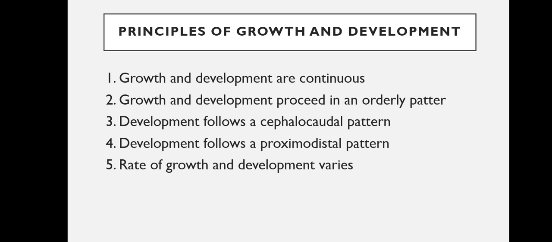Where does it vary? It varies in children, in adulthood. In people with conditions, diseases, it varies. You cannot compare the growth rate of an infant with someone who is 19. It's totally different. So that's what we mean, rate of growth and development varies. Now let's explore more about 3 and 4. It's saying development follows a cephalocaudal pattern, and the fourth one is saying development follows a proximodistal pattern. So let's look at these two.